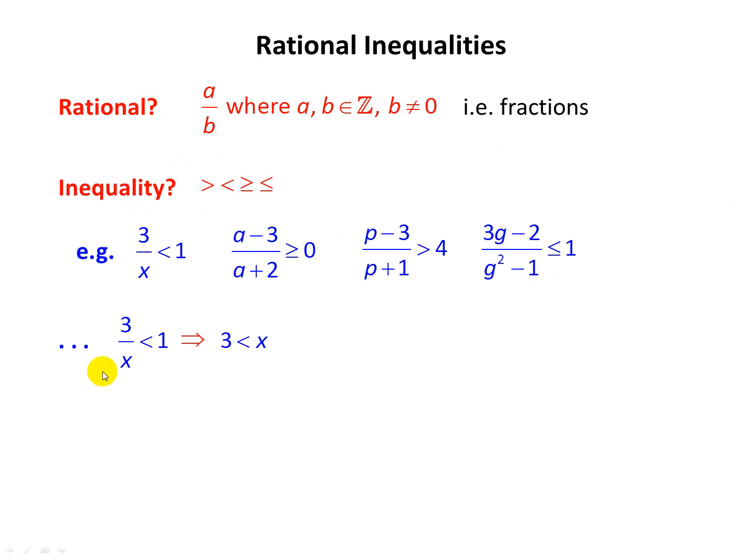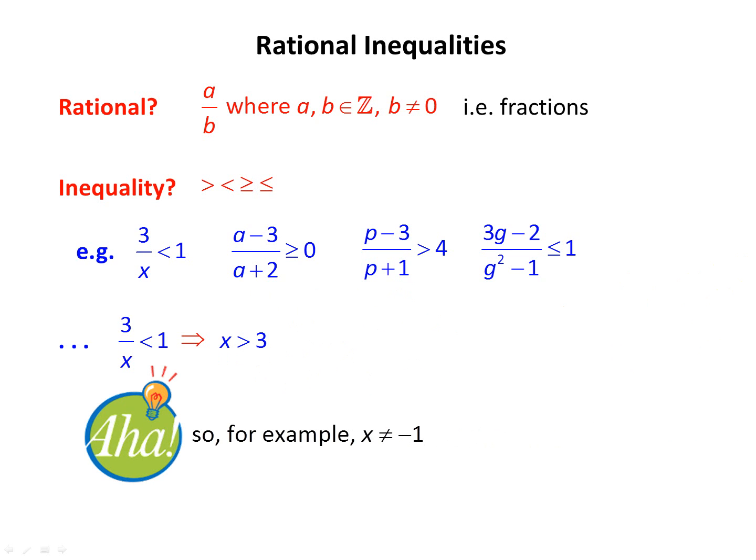Now let's have a look at this one. Right, so there we are. Like in the equation, we multiply through by x, we get that. And we can swap it around. Notice that's quite natty. 3 is less than x, x is greater than 3. Aha! So for example, x cannot equal negative 1. That makes sense because x must be greater than 3. Duh.